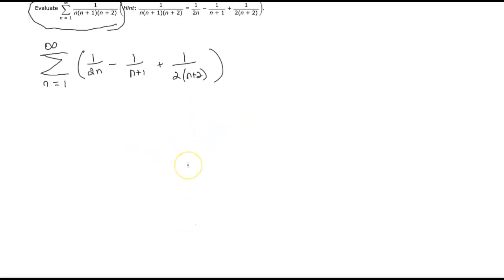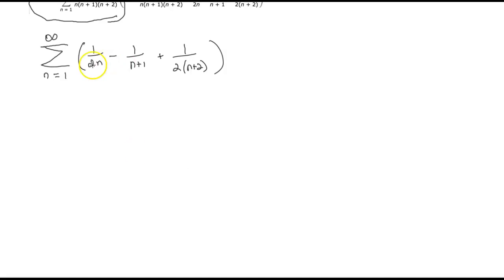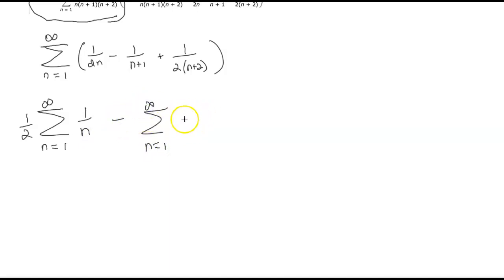Now, the best way to think about this, in my view, is to break it up into three sums. By the rules of summation that you probably studied in Calc 2, we can break this up into the first summand, which is 1 over 2n, so I can put a 1/2 out front, and it's 1 over n. And then minus the sum from n equals 1 to infinity of 1 over n plus 1. And then plus another 1/2 out front, the sum from n equals 1 to infinity of 1 over n plus 2.